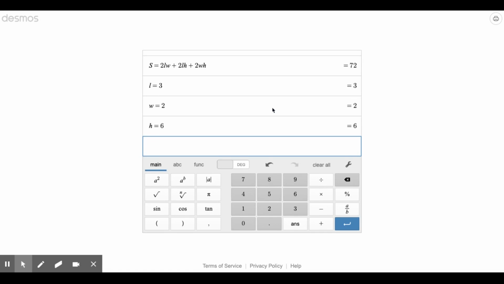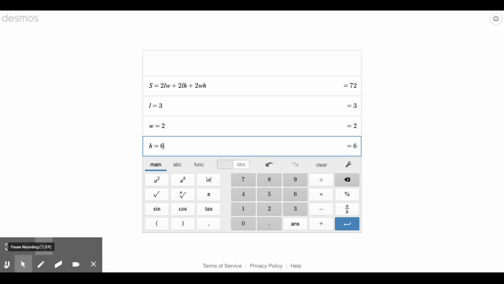I type all those things in my calculator, and it tells me that my total surface area right here is 72. My total surface area is 72. Go ahead, pause the video, type those things in your calculator as well, see if you get the same thing.